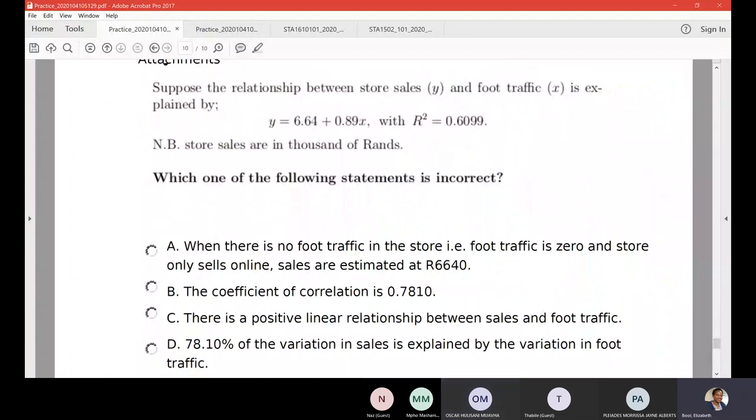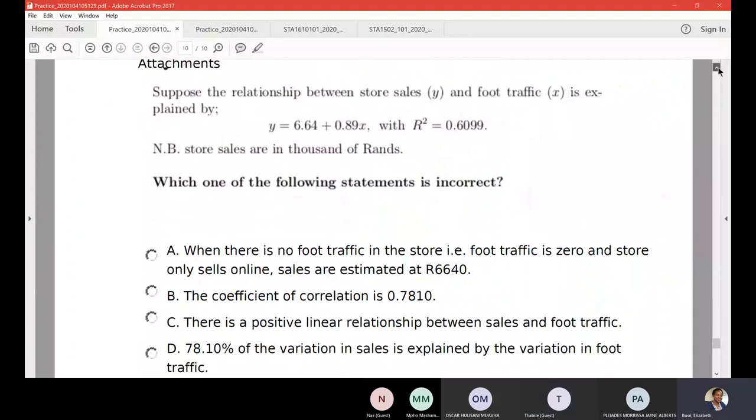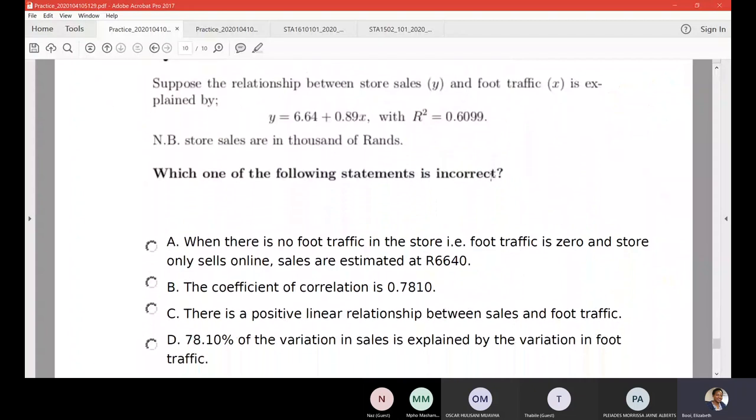It is also the regression line. So how do we answer this question? Is there anything at the top? Okay, nothing. Suppose you have this relationship: they give you the regression line and they give you R squared. They don't want you to calculate almost anything other than theory that you need to know. You need to know how to interpret R squared. You will have to calculate the coefficient of correlation, which is R. If you have R squared, remember you can take the square root, and it will give you R. That will answer question D.